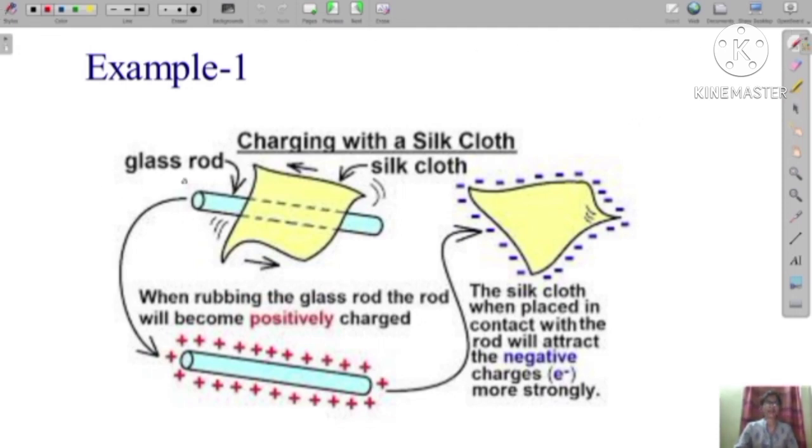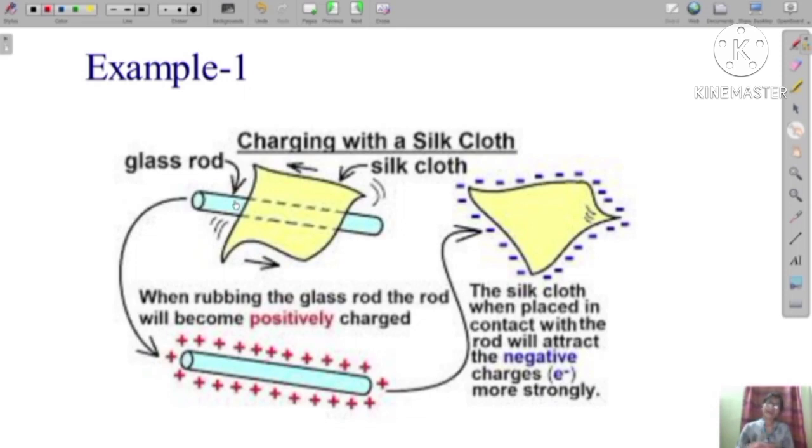Okay, example 1, charging with a silk cloth. Then what is this charging with a silk cloth? We have considered here one glass rod. You can see here is one glass rod and here is one silk cloth. I will highlight it. This yellow rectangular shape is a silk cloth and this cylindrical tube is the glass rod. Here, as I already told you, the cylindrical glass rod is going to be rubbed with the silk cloth.